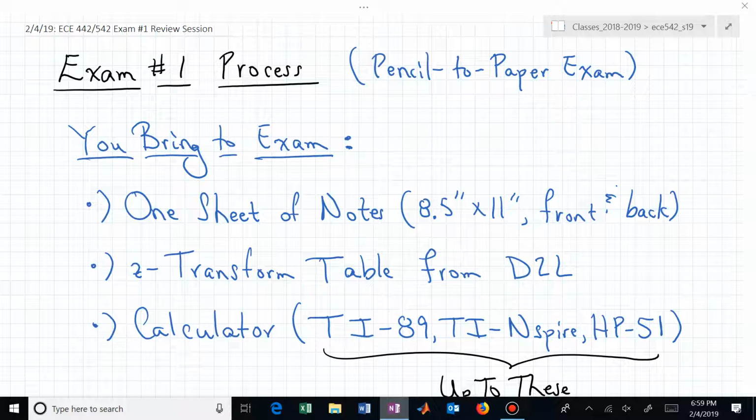If you're taking this through Examity, this is a pencil to paper exam. You will see the exam on the screen, or you'll download the exam. Anyway, you'll have access to the exam and you'll write your solutions on blank paper. Make sure you have a way of scanning that after you're finished with the exam and submitting that scanned material into the Dropbox on D2L. Obviously, if you're taking it in class, you'll just hand in your exam.